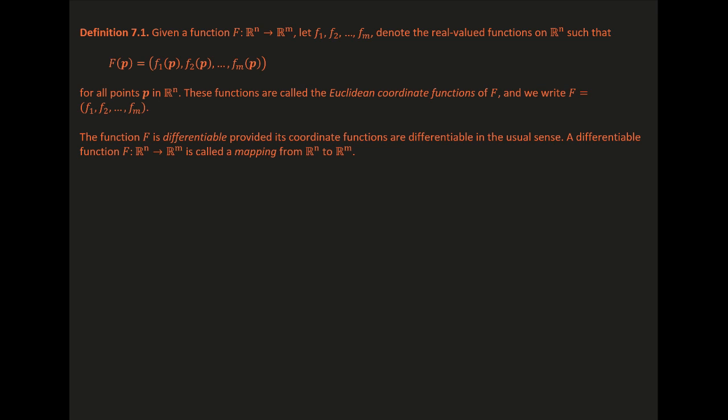A function like f is said to be differentiable provided that its coordinate functions are differentiable in the usual sense. A differentiable function f is called a mapping from Rn to Rm.